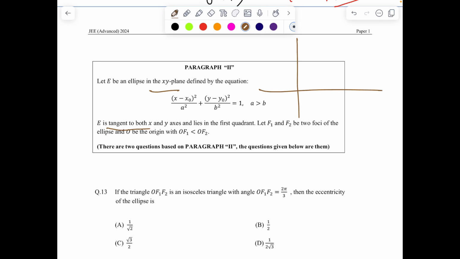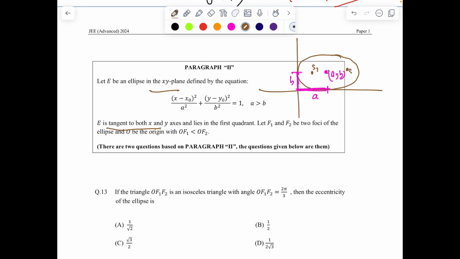So is the ellipse in the xy plane? The ellipse is tangent to both the x and y axes. The moment it is tangent to both axes, life becomes simple, because the length of the semi-major axis is a and the length of the semi-minor axis is b. So now the center becomes (a, b) only, right? And now the rest is just routine, because every piece of information has been given.